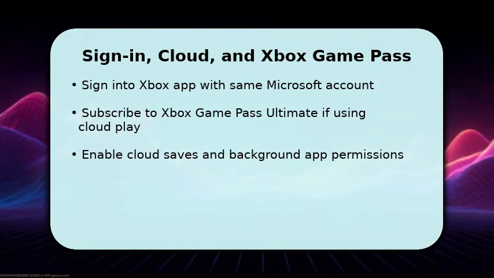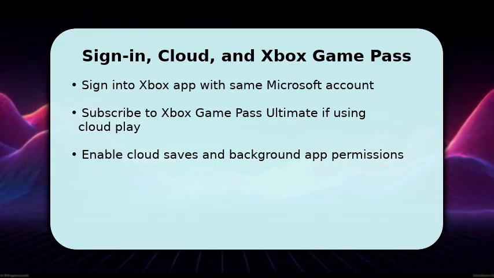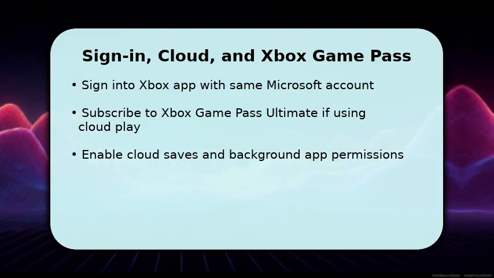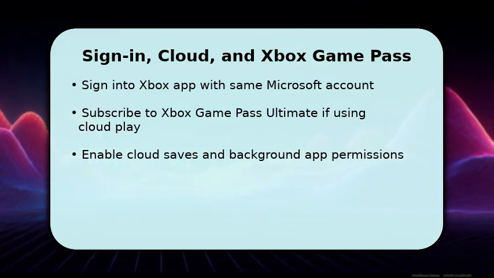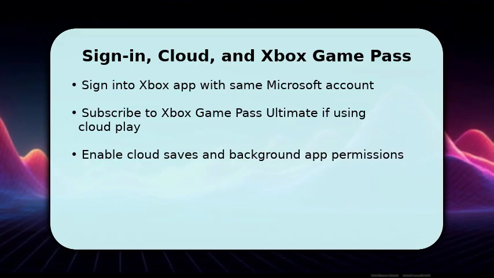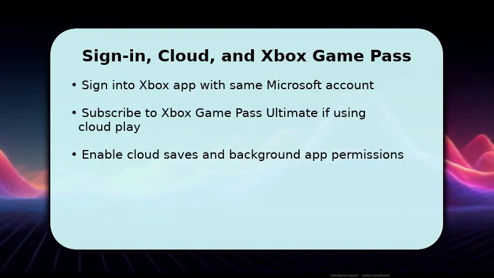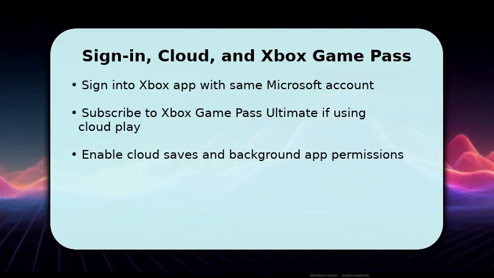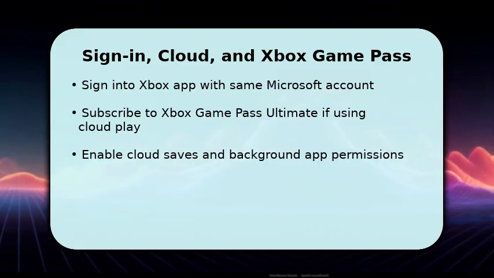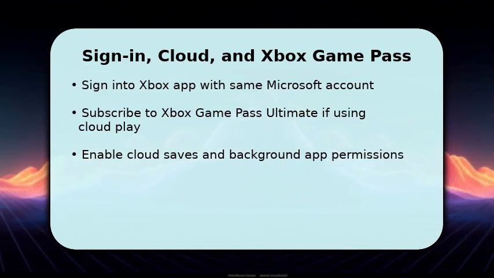You sign into the Xbox app using the same Microsoft account tied to subscriptions. Consistency avoids account conflicts. If you plan to stream games, subscribe to Xbox Game Pass Ultimate for cloud play access. Once subscribed, enable cloud saves and grant background app permissions so streaming sessions remain stable. Also link any controllers under devices in the app. These steps ensure your game library and progress sync, and they maintain a persistent connection that prevents dropped sessions during play. You're ready to launch.